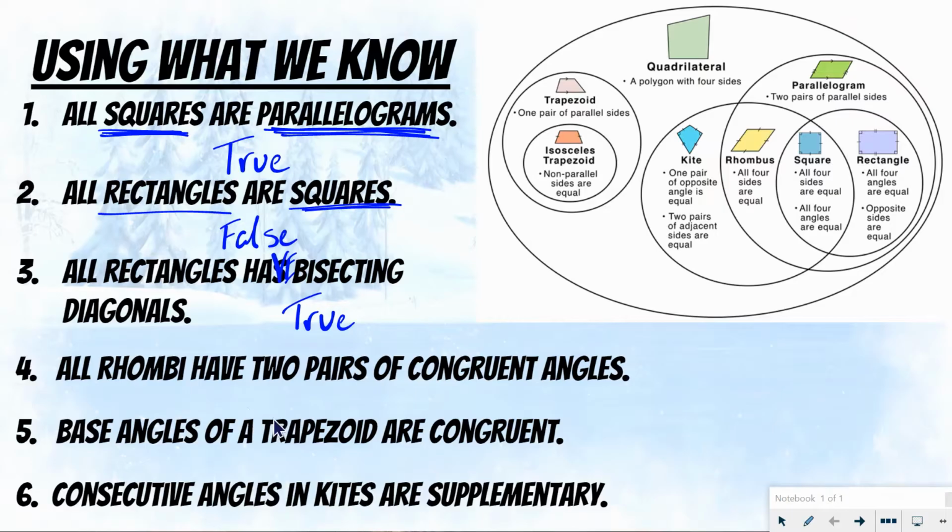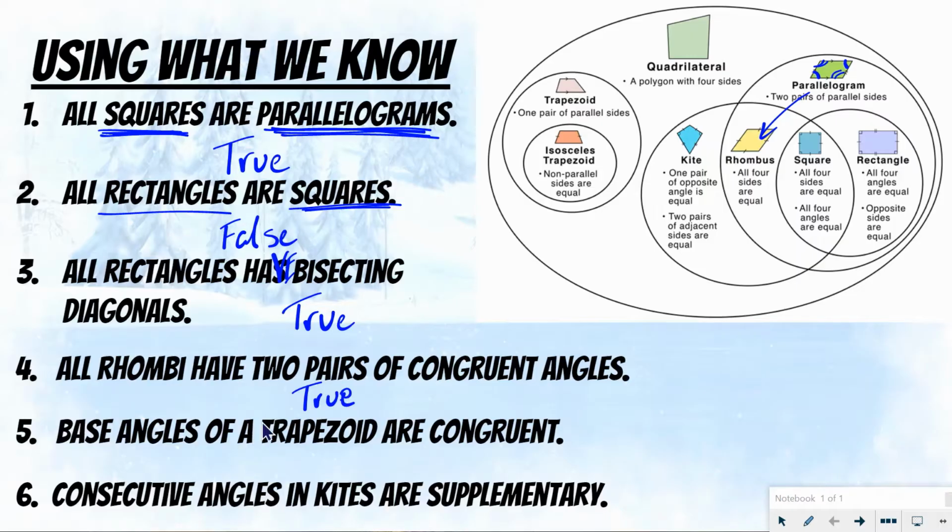All rhombi have two pairs of congruent angles. Again, that's a property straight from a parallelogram. Opposite angles are congruent, so the rhombi also carry that property. That one's true again.